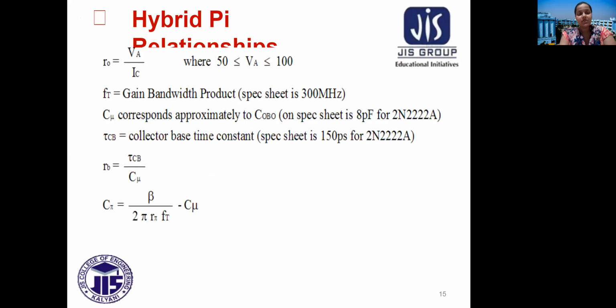R0. R0 value of resistance, again voltage divided by current, where the value of voltage varies from 50 to 100 volt. FT, it's a gain bandwidth product. C mu corresponds approximately to C0 B0. Tau CB, it's the collector base time constant. RB, it's tau CB into C mu. And C pi, it's beta divided by 2 pi R pi FT minus C mu.